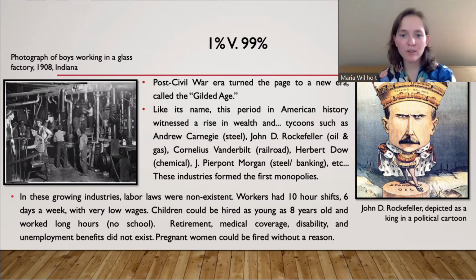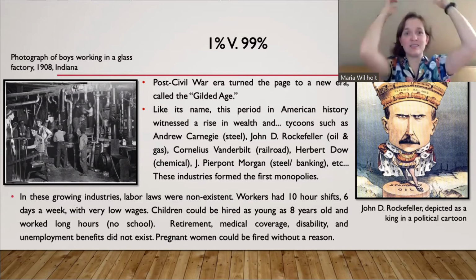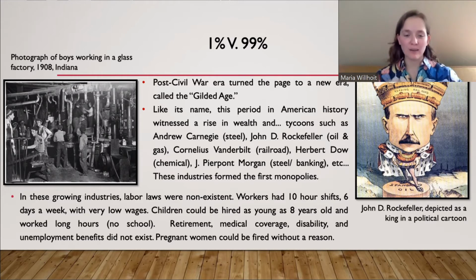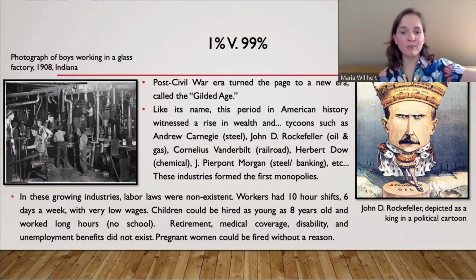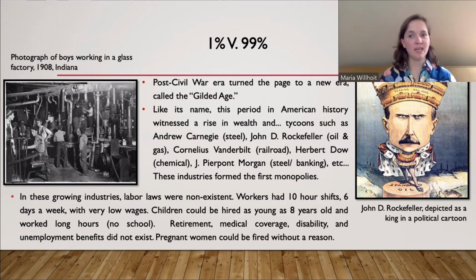Retirement, medical coverage, disability, and unemployment benefits that we have today in America don't exist. There were no protections. Pregnant women could be fired without a reason. And usually the reason was they were pregnant. So it was a really bad time, to be honest, to be a worker in America at this time period.